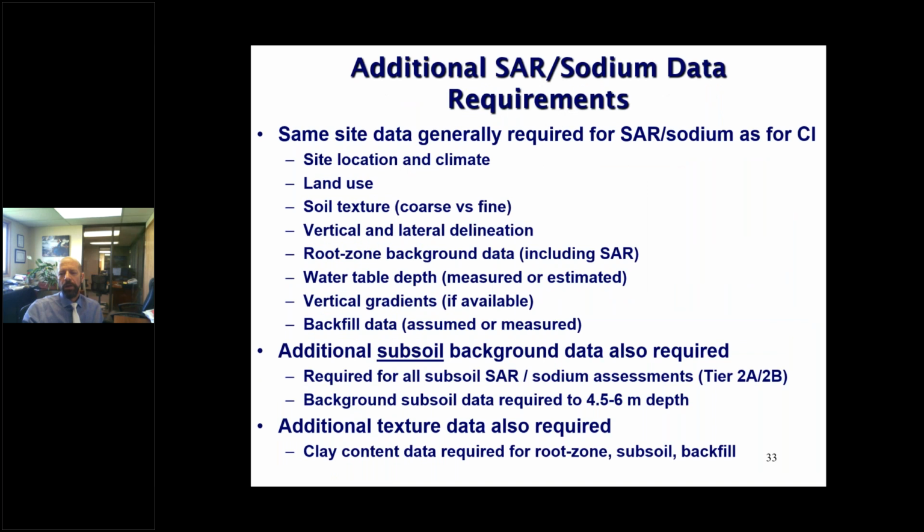When doing a site assessment, you think it might go to an SST for SAR, sodium. Mostly it's the same data that you'd need as for chloride. So things like soil texture, good delineation, good background data, maybe vertical gradients, backfill data. Some new things that are needed: you need better subsoil background information when you're doing SAR and sodium. You would generally want this anyway for chloride, but it's very important for SAR and sodium.